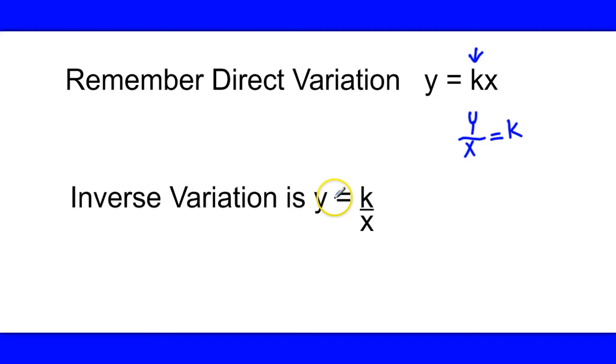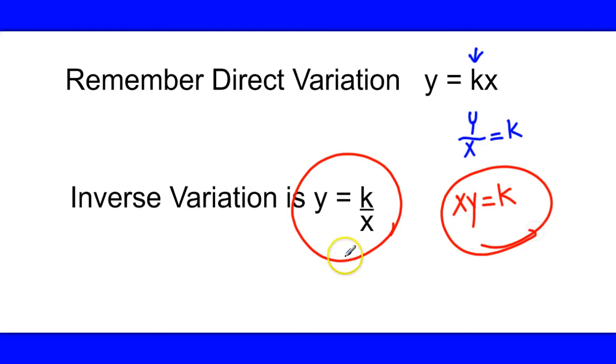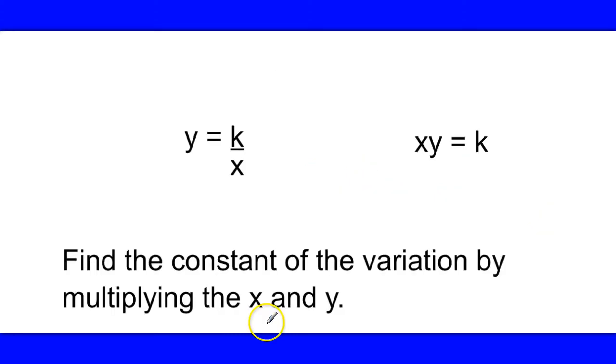If I were to take this and multiply both sides by x, I would get x times y is equal to k. So you can tell if something is an inverse variation if it can be written in this format or this format. Okay, it's normally this one. And again, it just has an x and a y and one other number, and the constant number is divided by the x. So here are the two formats. Now you can find the constant of the variation by multiplying the x and the y together. Just that simple. Multiply the x and the y together.